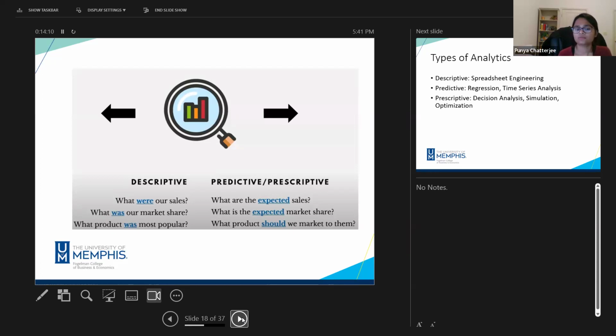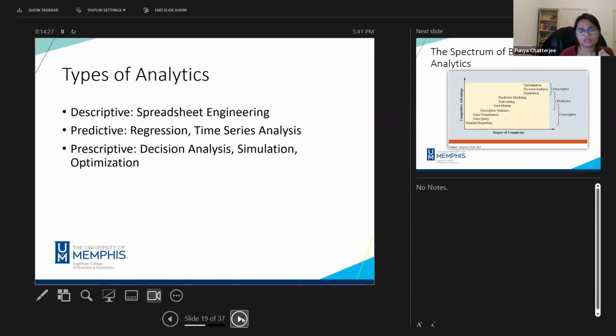Okay. So in this class, we are going to focus on predictive and prescriptive analytics tools. We are going to see more than one tool for each of these analytics subdivisions. Just to give you an overview of what kind of tools we will be using: for descriptive, generally we use Excel, some spreadsheet engineering kind of techniques. We won't do much of that in this class, but from time to time, maybe we'll do some to help our predictive and prescriptive analytic tools.